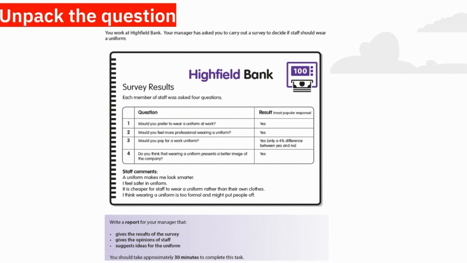Underneath that, they have written the survey results for you, so you might want to pause the video here and read through those as well as the staff comments. Underneath that is the question. Write a report for your manager that gives the results of the survey, gives the opinions of staff, suggests ideas for the uniform. You should take approximately 30 minutes to complete this task.